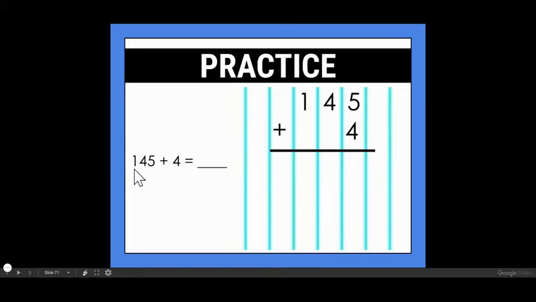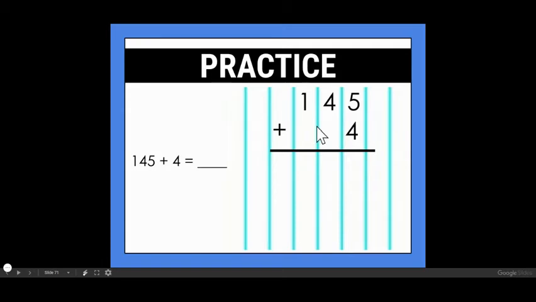So when I have the problem 145 plus 4, I know that my 4 is in my ones place and I know my 5 is in my ones place. So I have to make sure that those are lined up. I can't put this 4 all the way over in the hundreds because it's not in the hundreds. So make sure your ones are with your ones, your tens are with your tens, and your hundreds are with your hundreds.